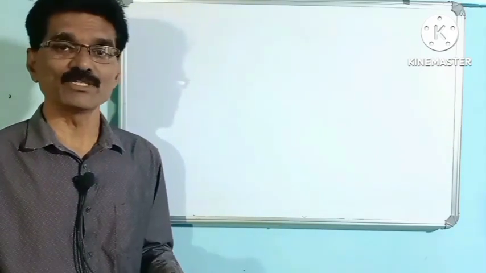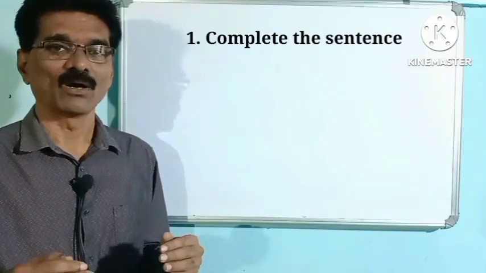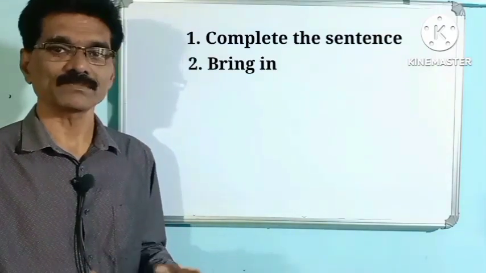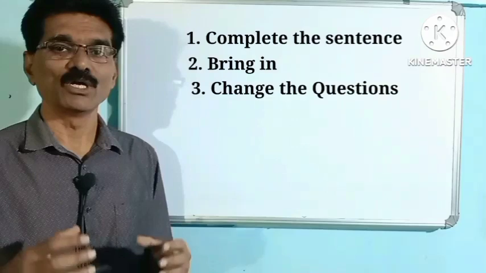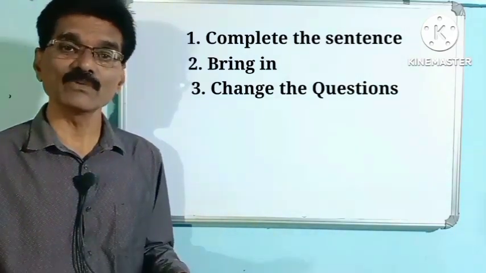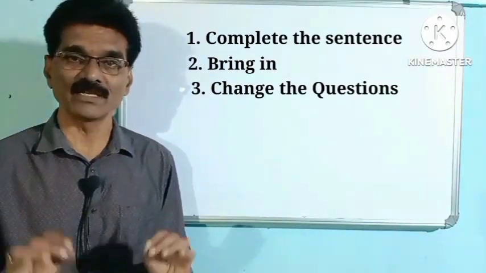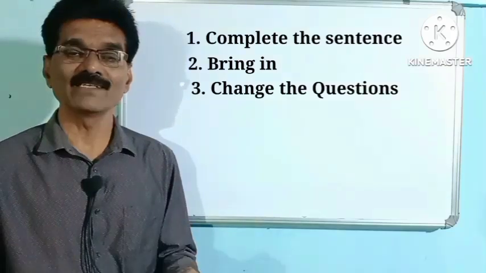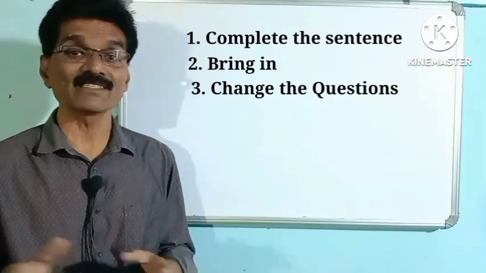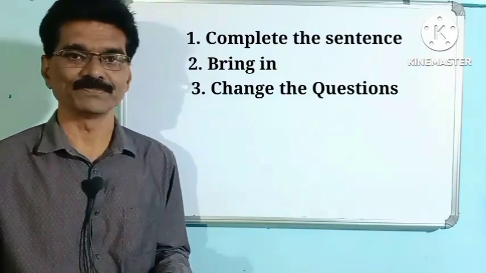The first step is to complete the incomplete sentence. Second step is to bring in whatever I have told you now. Third one is to change the question. Means you cannot keep the interrogative sentences as it is. You can't do that. You have got to change the interrogative sentence into its simple form. That is, it should be made a statement. I will tell you how to make this later.